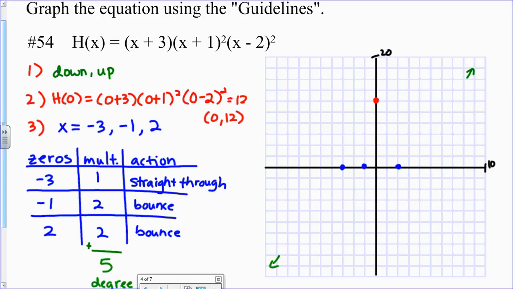So I'm going to erase this, but let's think about our turning points. So I'm starting down here, and at -3, I go through. Okay. And then I know I have to get here, but first I have to come back down to -1, where I bounce. And then I got to go through here, and I got to come back down to 2 again, where I bounce. Okay, so that means I have 2 turning points here and here. So halfway between those zeros.